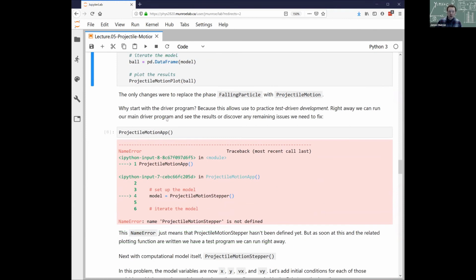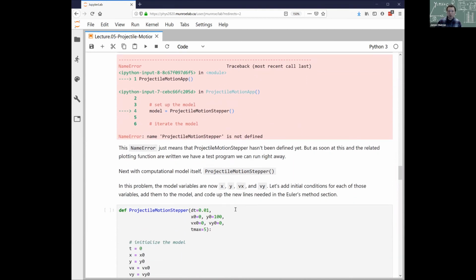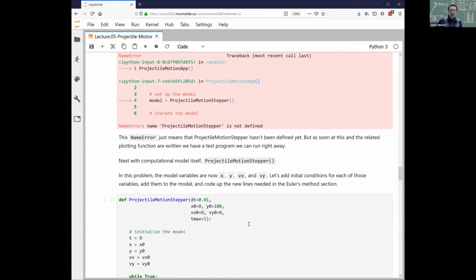Now, once we write a projectile motion stepper, a program to implement this, the error will go away. So let's write that. The deal about this projectile motion stepper is it's basically the same as the falling particle stepper, except it has more variables. The original problem had a y and a v. We now have 4 variables.